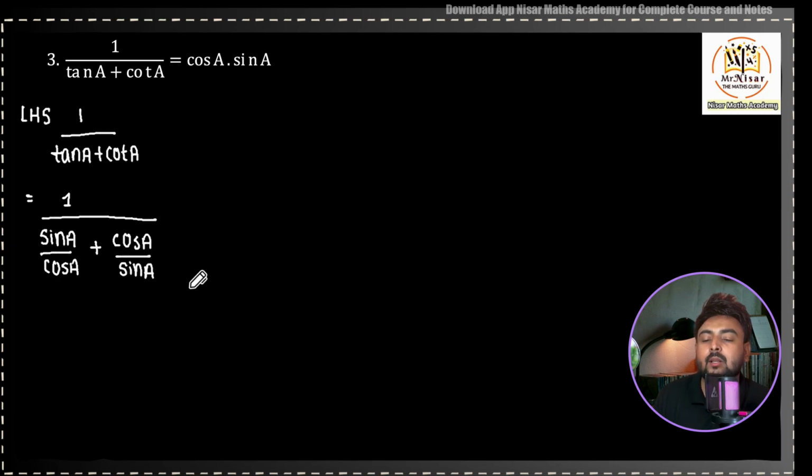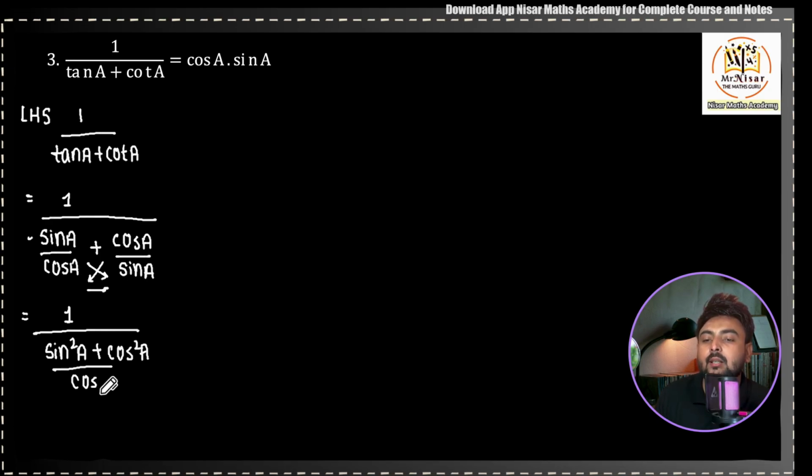Then when the denominators are not same and we have addition sign, what do we do? Yes, addition of fractions. When the denominators are not same, cross multiply. How to cross multiply? We'll multiply sine a into sine a, cos a into cos a, and cos a into sine a. So sine a into sine a, always start from the first term. So sine a into sine a, sine square a, plus cos a into cos a, cos square a, and cos a into sine a, it will be cos a sine a. I hope it is quite clear.